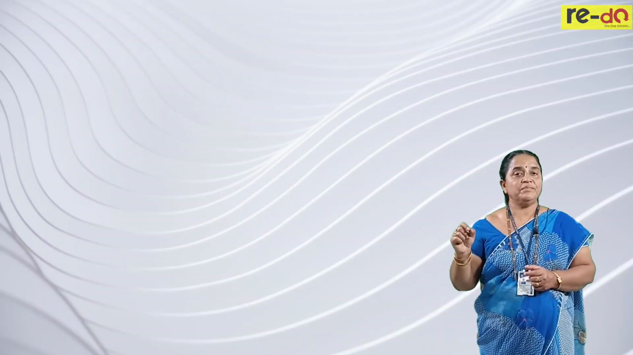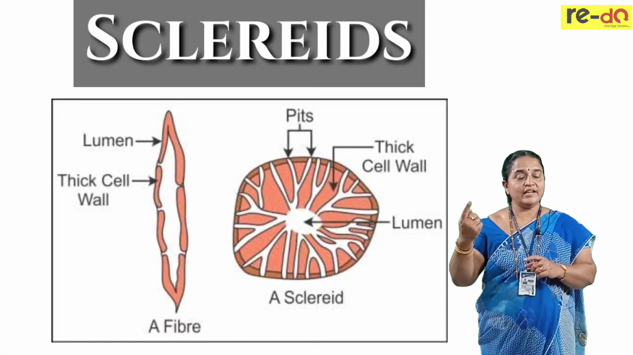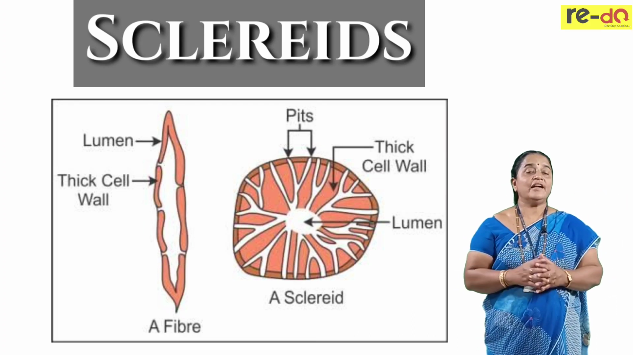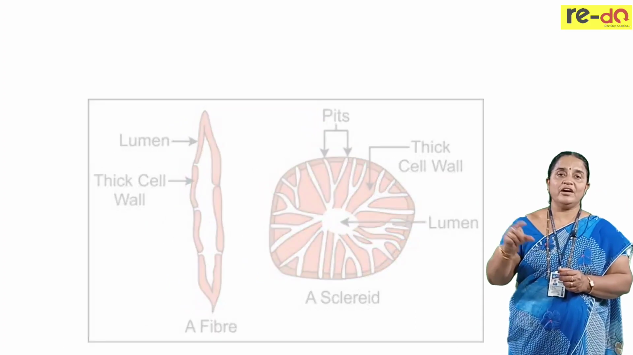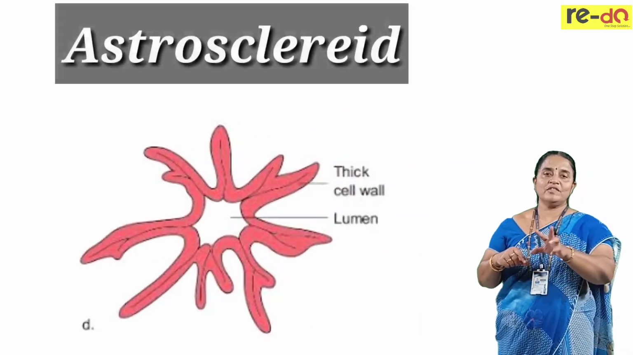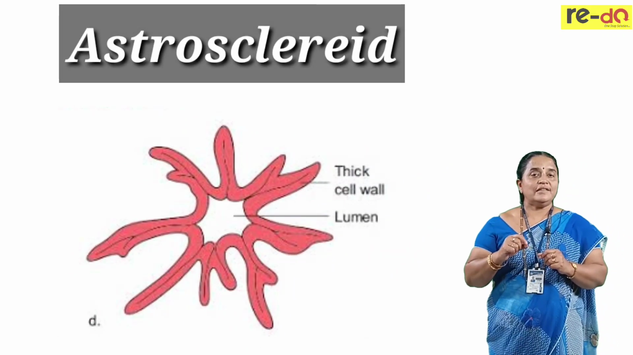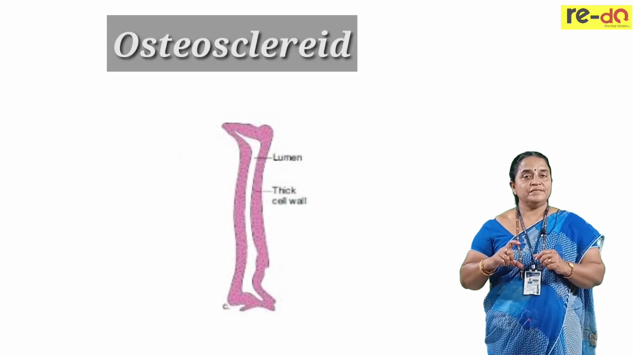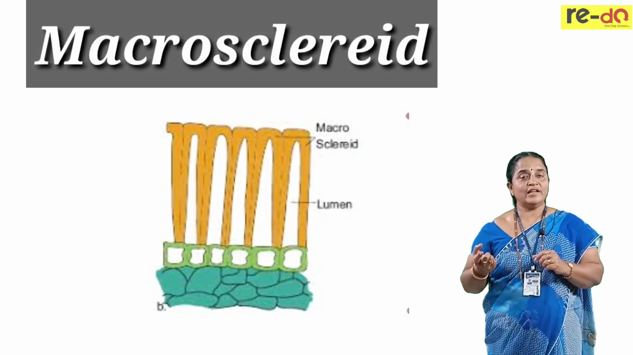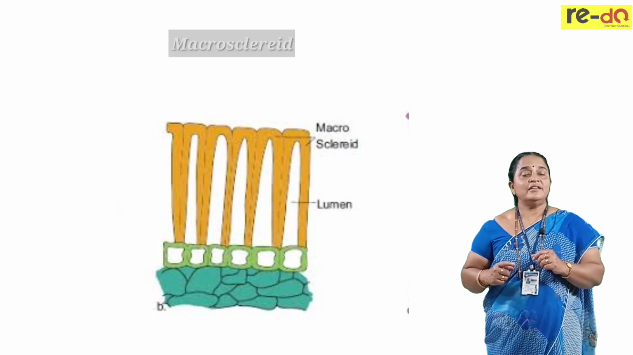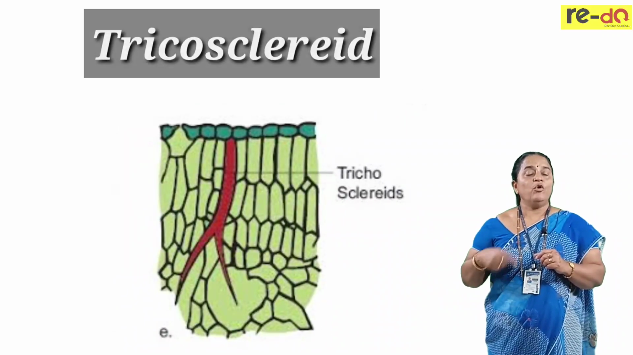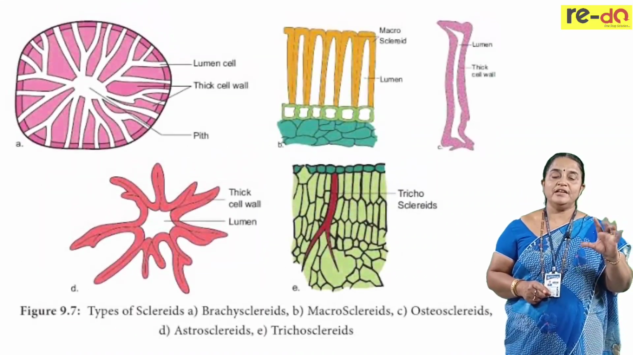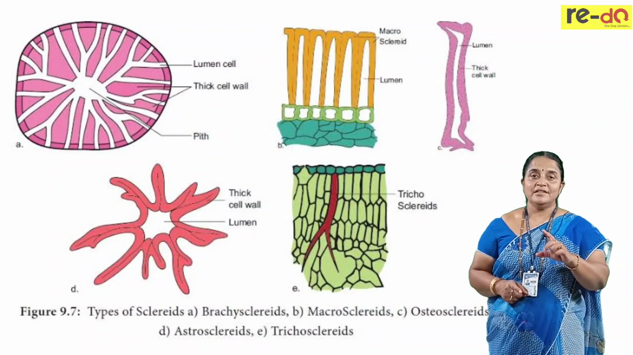Depending upon the shape, the sclerites. So sclerenchyma we divide as fibers and sclerites. Sclerites like a star we call astrosclereid. Like a bone, osteosclereid. Columnar, known as macrosclereid. Like a needle, trichosclereid, and oval, brachysclereid. So a total of 5 shapes we can see in sclerites.